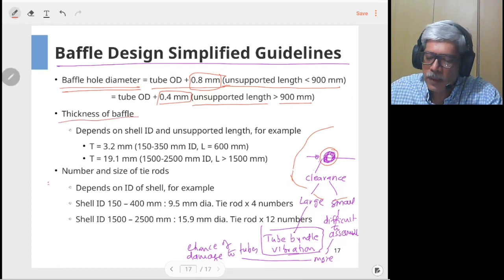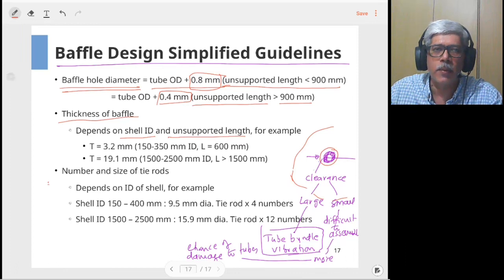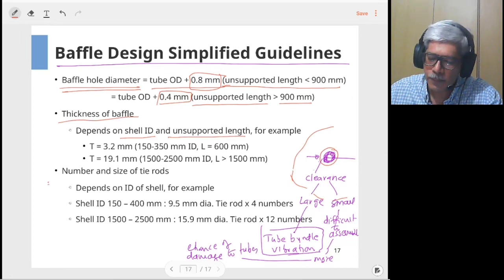The thickness of baffle again depends on the shell ID and the unsupported shell length. Here the unsupported shell length means the distance between two baffles. So what is the maximum distance between any two baffles, and what is the shell ID, which in turn means what is the number of tubes. It determines the thickness of the baffle. That means how much load the baffle will have to take.